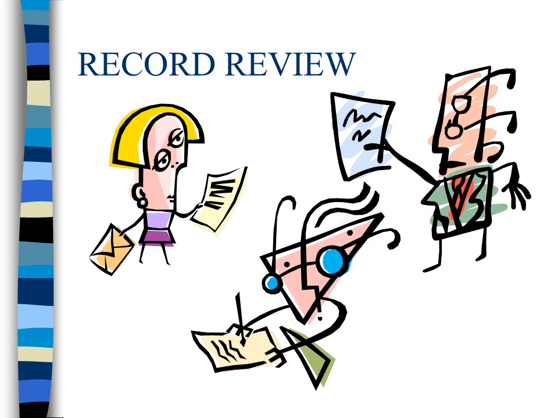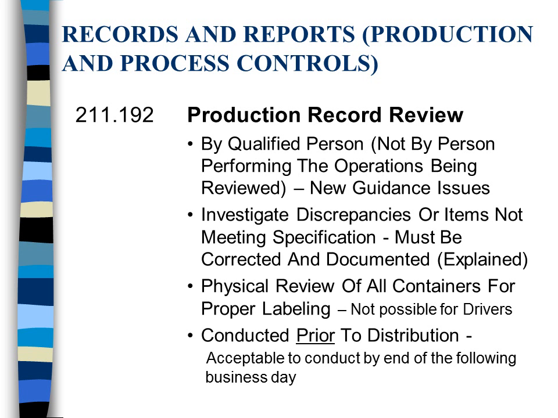Record review. Record reviews are accomplished by the QCU person. They will review your delivery tickets, even though they cannot physically see the delivery that you made. They're going by the documentation that you provided on that delivery ticket. It's done by a qualified person, not by a person performing the operations being reviewed.